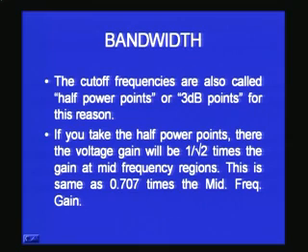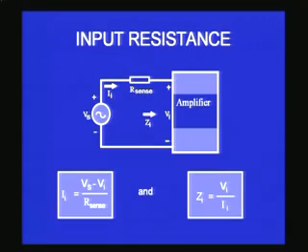So the bandwidth is therefore defined as the point at which the voltage gain drops to about 0.7 times the mid frequency gain, and from that I will be able to get the bandwidth. Now once you know the bandwidth, let us try to find out how we get the other characteristics of an amplifier in general. For example, on the screen let us look at input resistance.